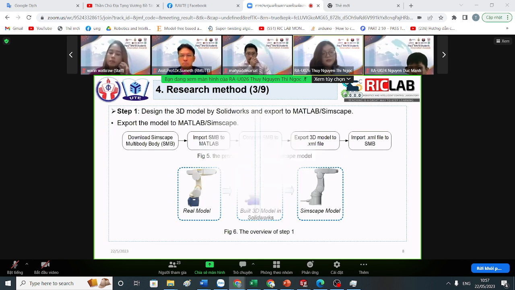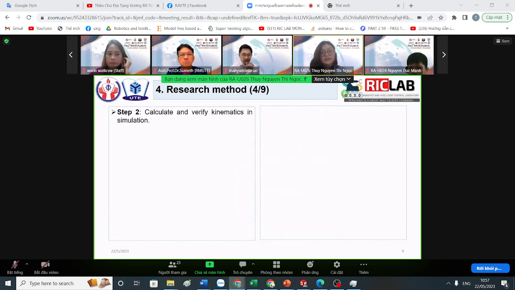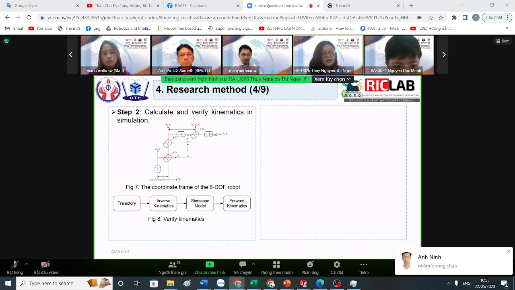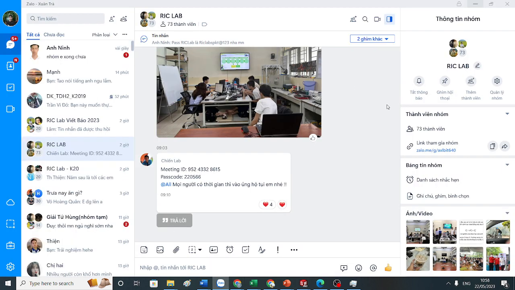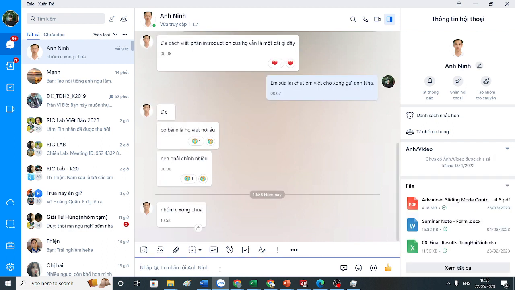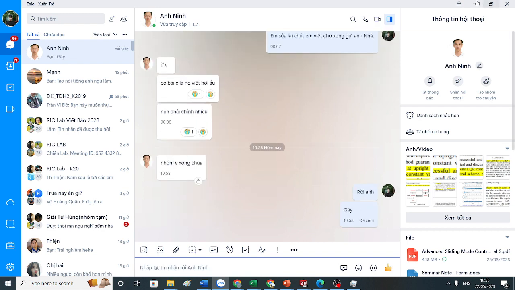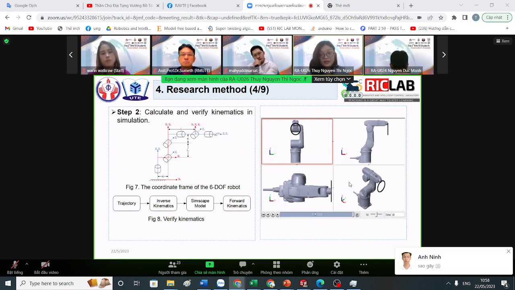Now, move to step 2: calculate and verify kinematics in simulation. Figure 7 describes the coordinate frames of the 6-DOF robot. After calculating the kinematics, we need to verify it, and the block diagram in figure 8 describes our process. We put a circle with a radius of 100 millimeters as the trajectory, and let's take a look at the right-hand side. We have a video to show you the output of the Simscape model to demonstrate the correctness of the kinematics.